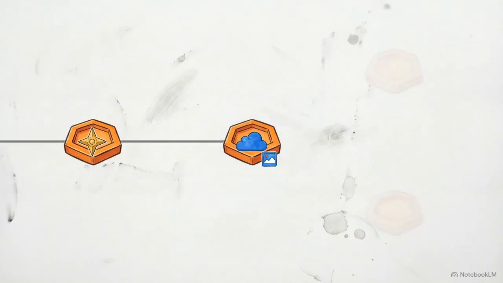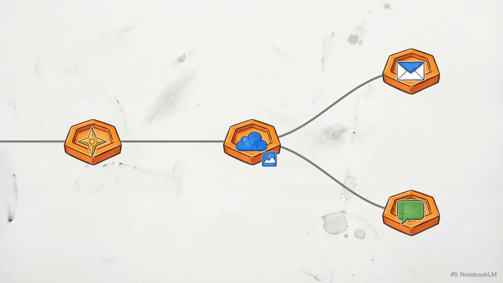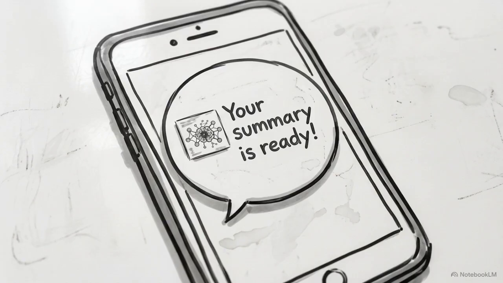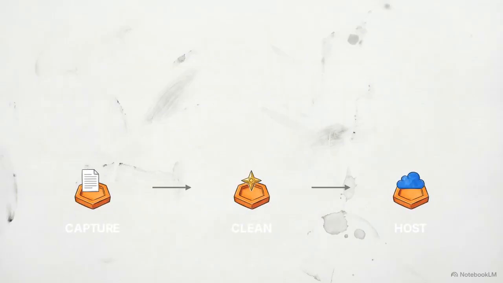You can expand this build by adding a Gmail or WhatsApp node, configuring the workflow to automatically text or email this finished image directly to your phone. Mastering this specific sequence of capturing, cleaning, and hosting data provides the technical framework for building more specialized AI agents.